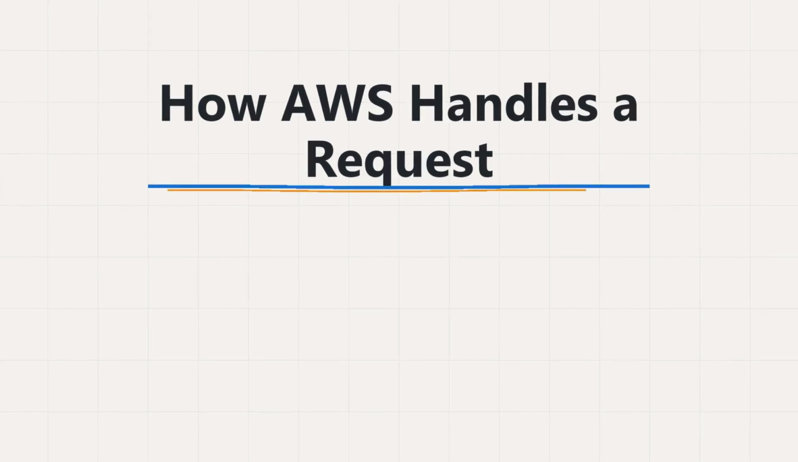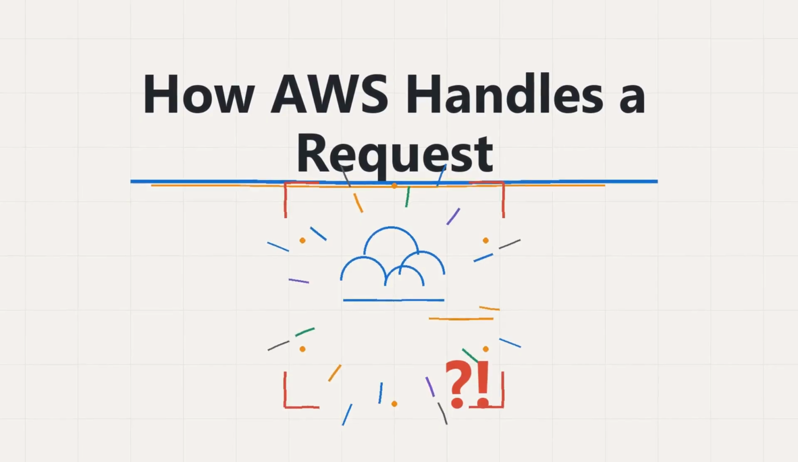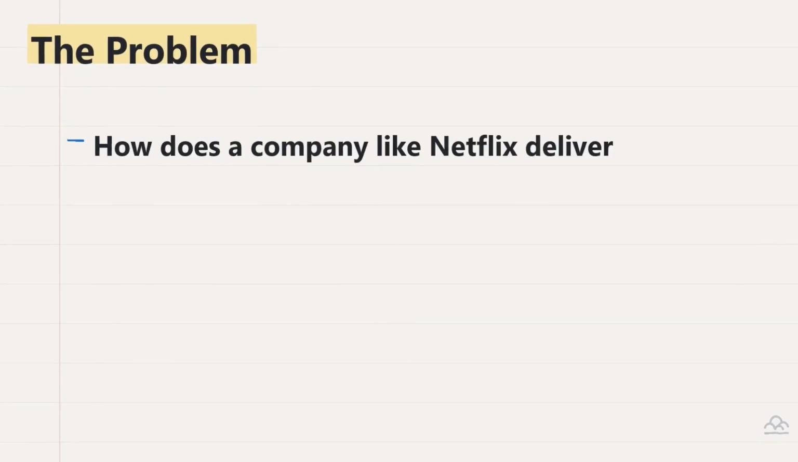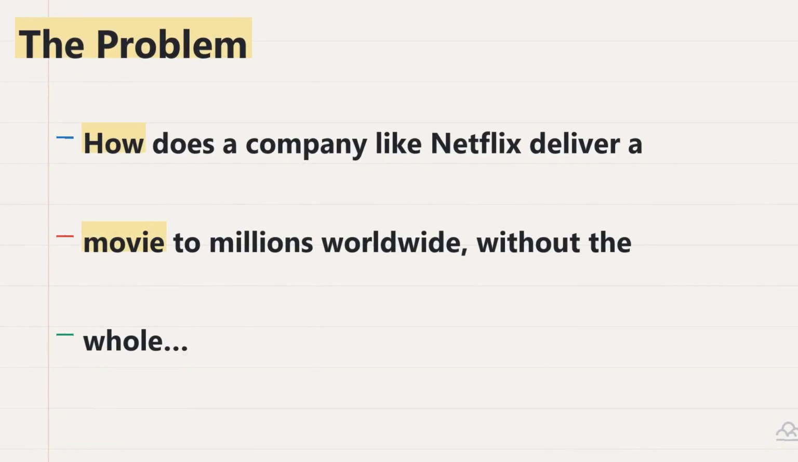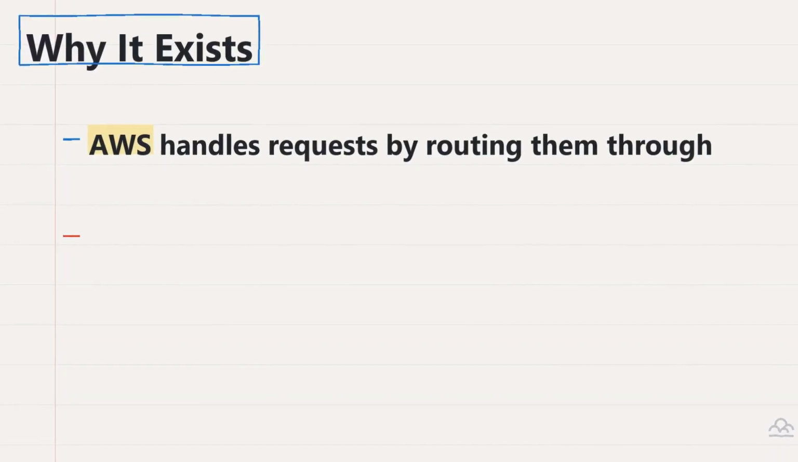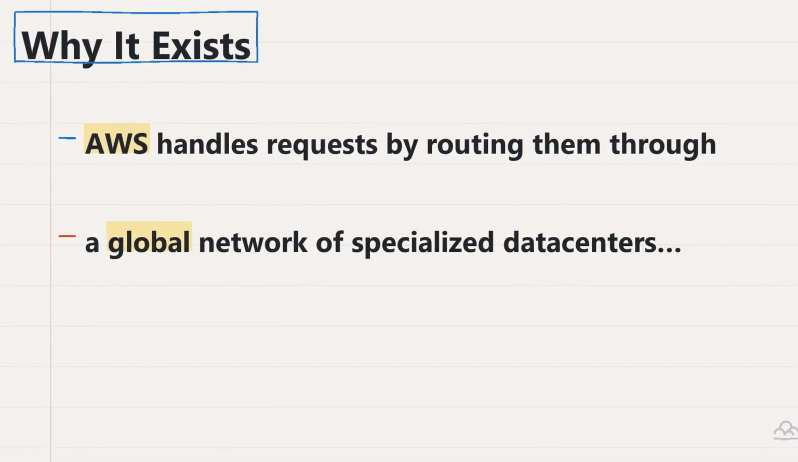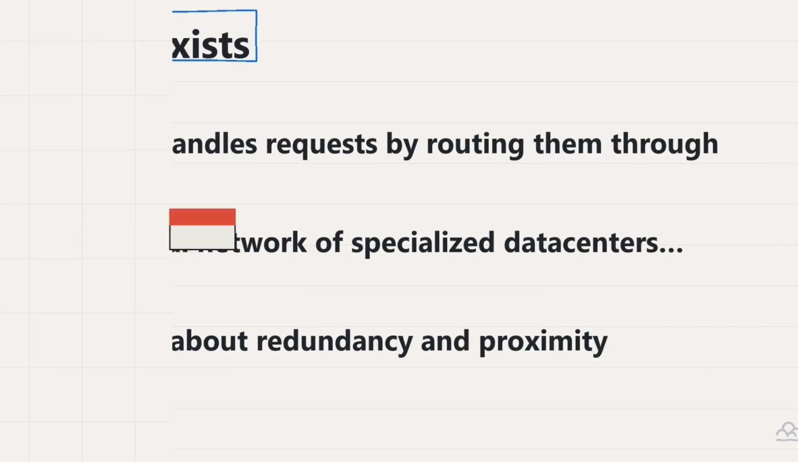Every time you hit refresh on your favorite app, a massive invisible dance happens across continents. How does a company like Netflix deliver a movie to millions worldwide without the whole thing crashing or feeling slow, even if a data center goes dark? AWS handles requests by routing them through a global network of specialized data centers, distributing the load, and ensuring your data is always available and fast. It's all about redundancy and proximity.